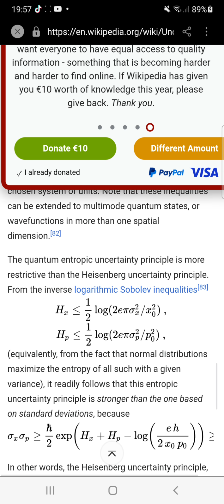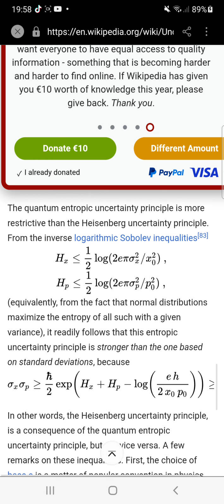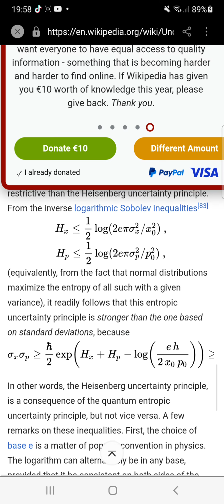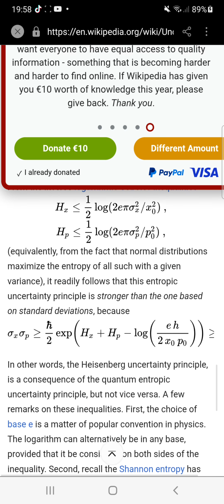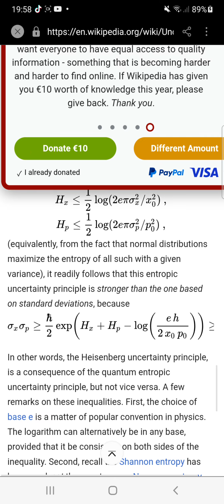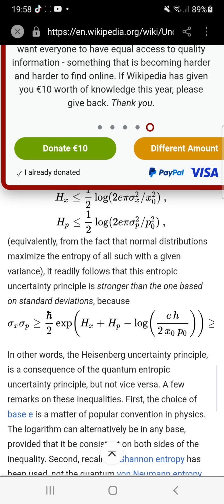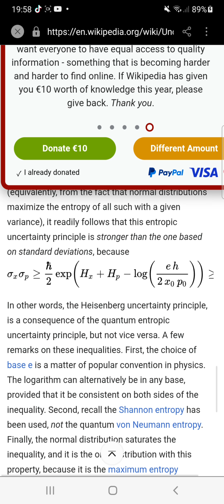Quantum states or wave function in more than one spatial dimension. The quantum entropic uncertainty principle is more restrictive than the Heisenberg uncertainty principle for the inverse logarithmic Sobolev inequalities. Hx ≤ (1/2) log2(2πe σx²/x0²), Hp ≤ (1/2) log2(2πe σp²/p0²), equivalently from the fact that normal distributions maximize the entropy of all such with a given variance.